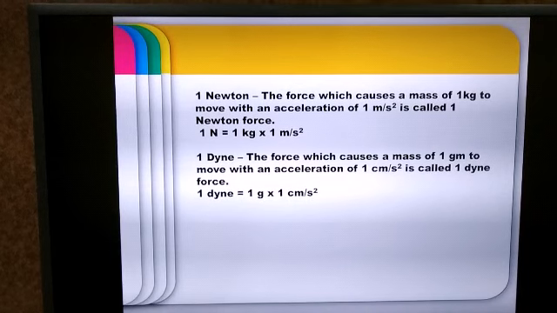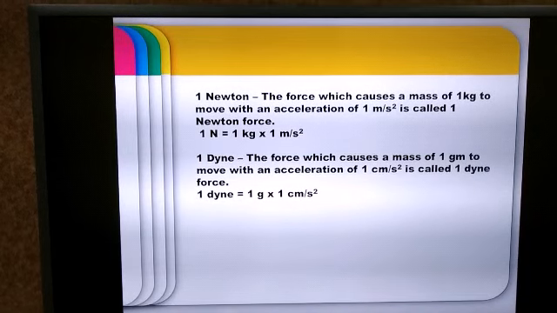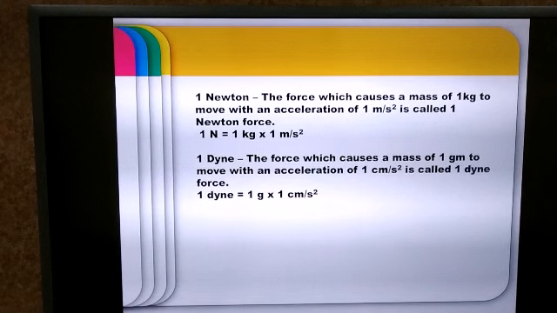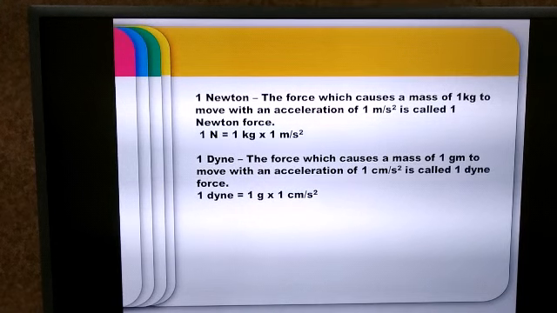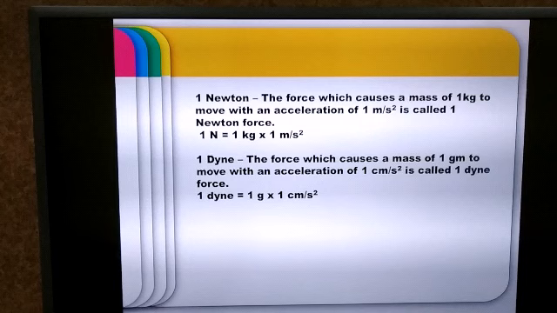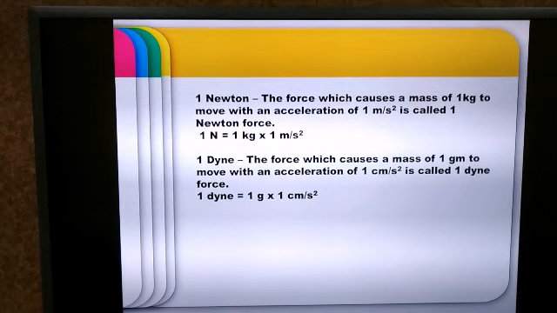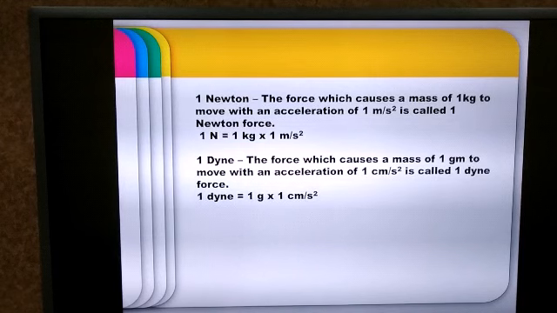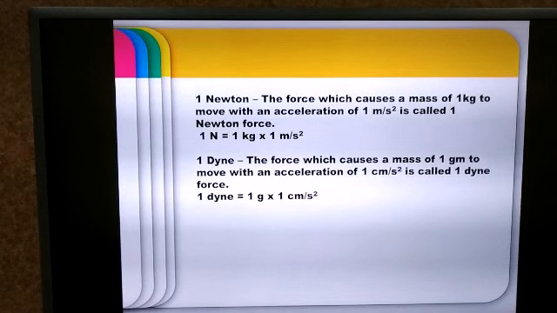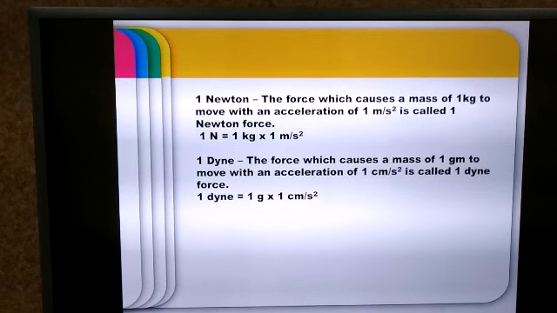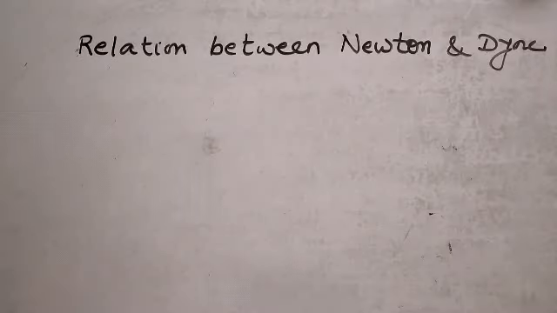So once again, what is 1 Newton force? The force which causes a mass of 1 kg to move with an acceleration of 1 meter per second square is called 1 Newton force. And 1 Newton is equal to 1 kg into 1 meter per second square. 1 Dyne force is the force which causes a mass of 1 gram to move with an acceleration of 1 centimeter per second square. And 1 Dyne is equal to 1 gram into 1 centimeter per second square.